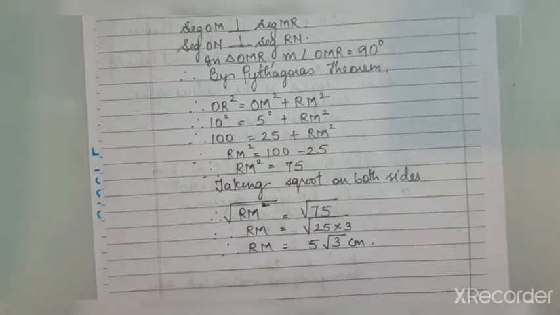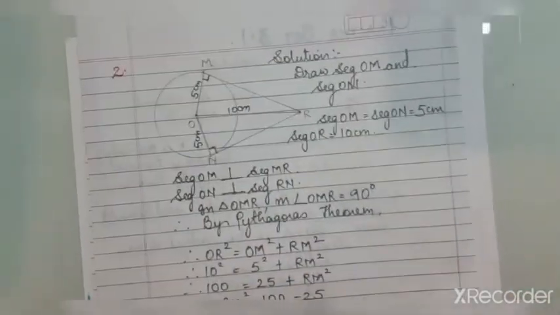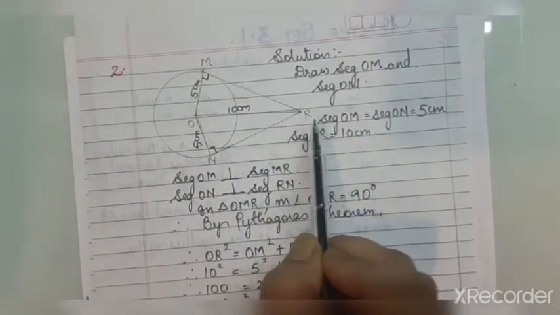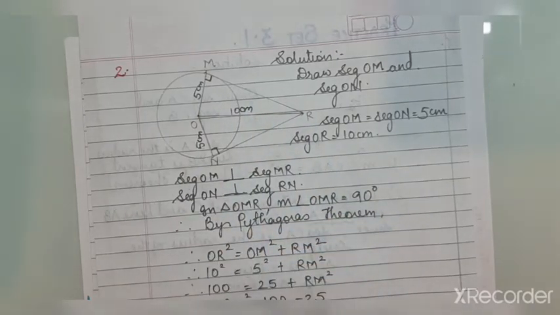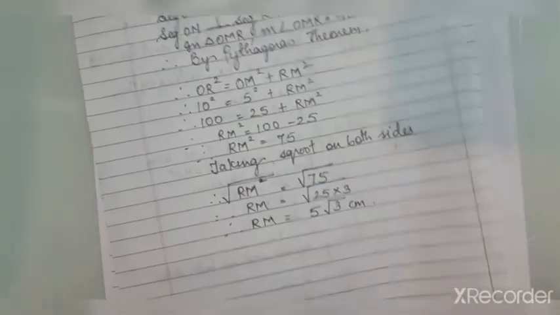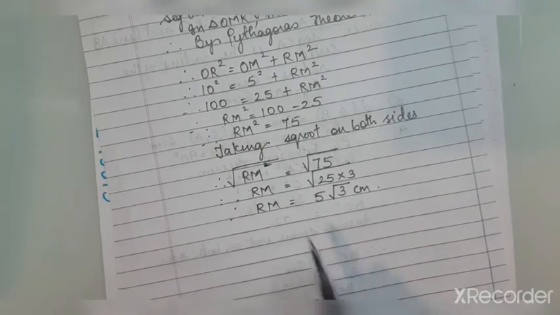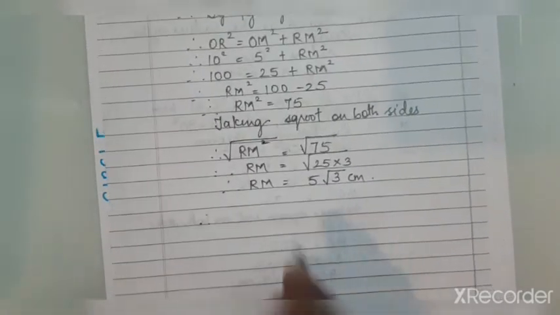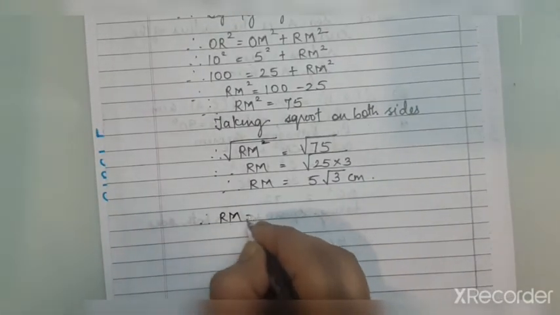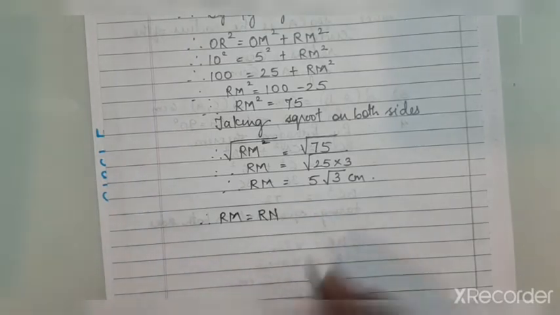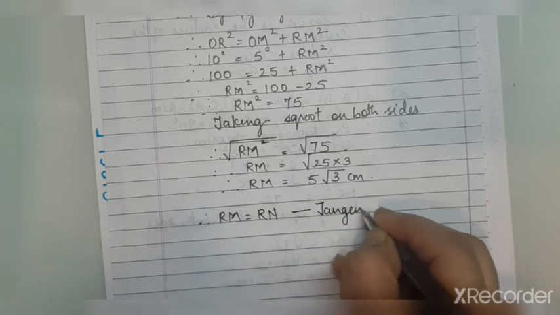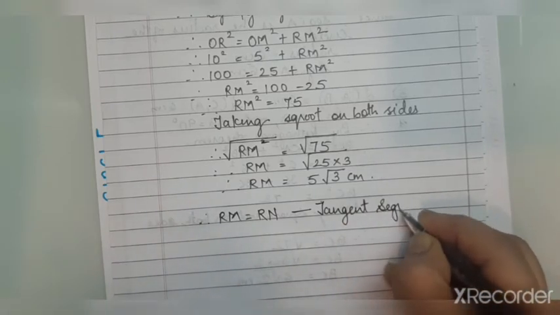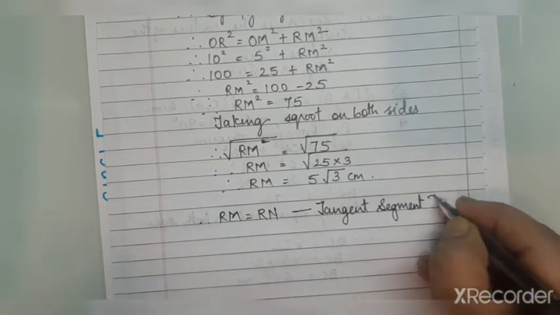Now the other tangent segment is RN. But as we know, RM is equal to RN by the tangent segment theorem. So we write here, therefore RM is equal to RN. The reason we write here is the tangent segment theorem.